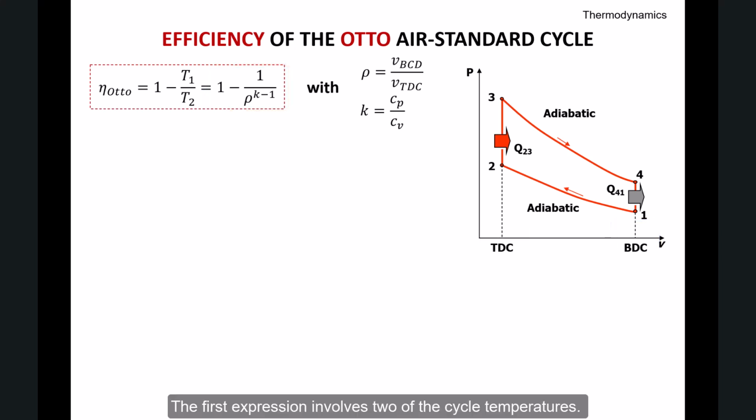The first expression involves two of the cycle temperatures. Therefore, it is an expression of the efficiency which relates to operating parameters. In other words, parameters that have to do with the way the engine operates. The second expression has to do with volumes, which are instead design parameters. In other words, parameters that are decided at the design stage, before the engine is operated, to produce an engine that is able to realize certain performance. Let us see how to obtain these two expressions from the cycle analysis.